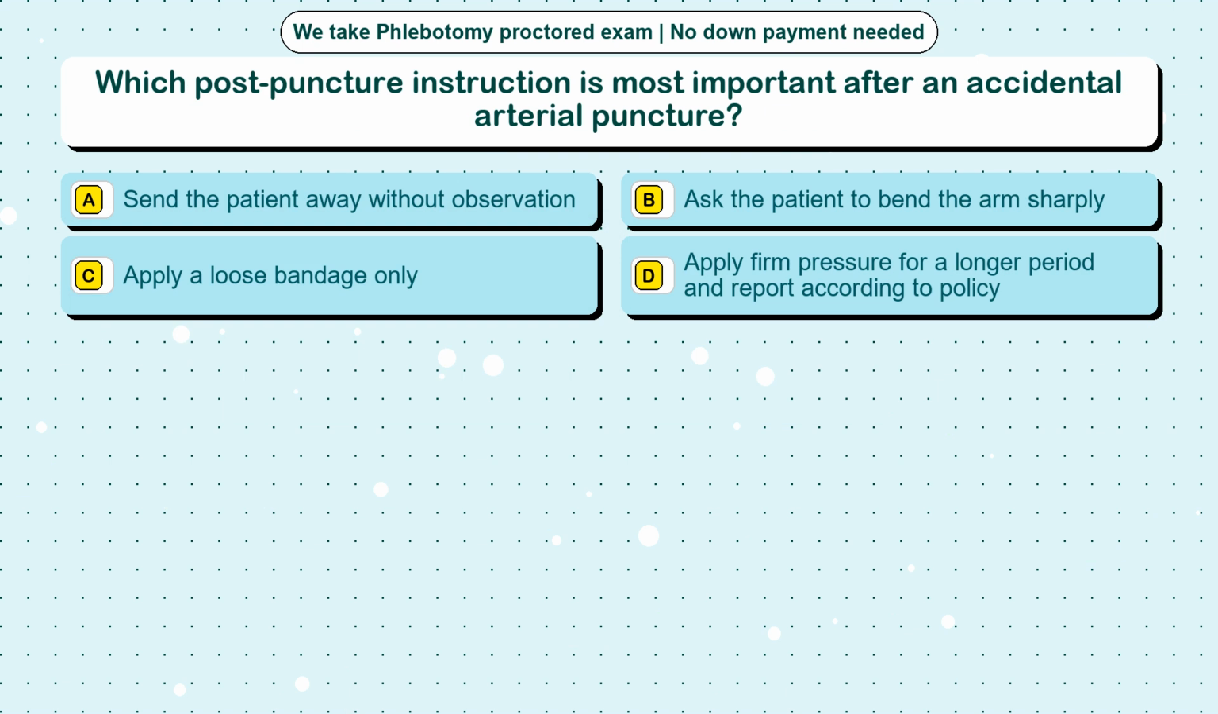Question 83. Which post-puncture instruction is most important after an accidental arterial puncture? Option A. Send the patient away without observation.